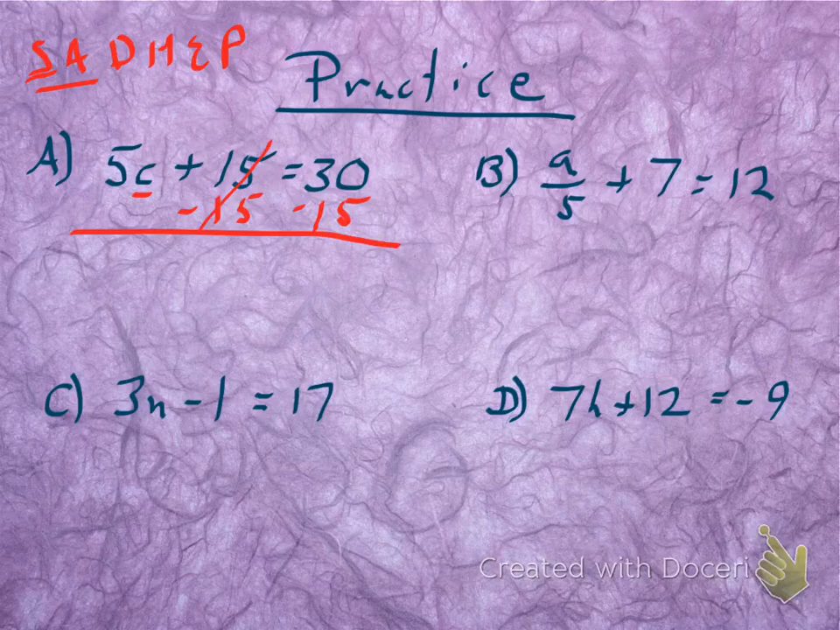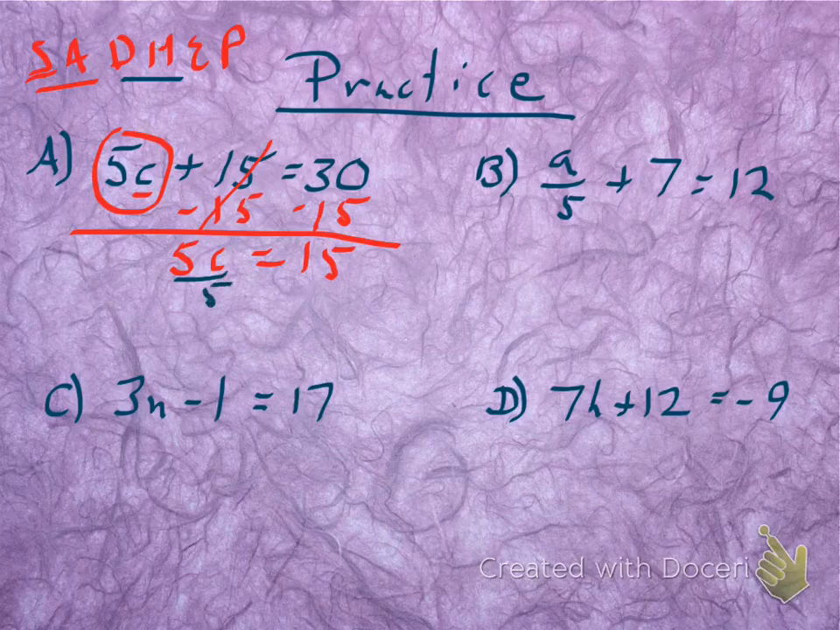But now, instead of getting C by itself, you get 5C left over on the left. And on the right, 30 minus 15 is 15. Now the second step, we get rid of division and multiplication, correct? Yes. Okay, so now 5 times C, the opposite of timesing by 5 is divide by 5.